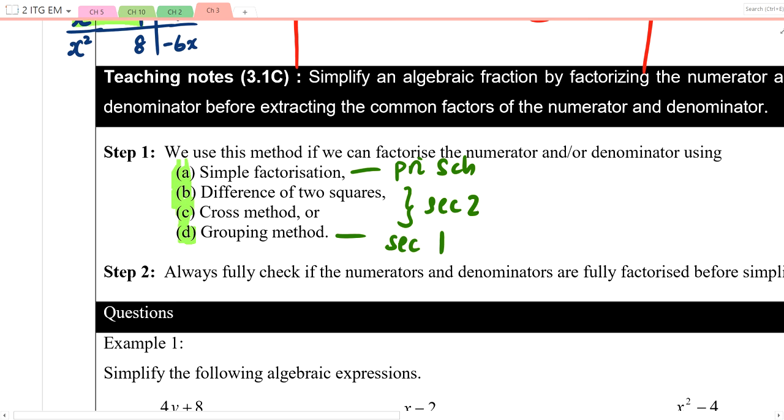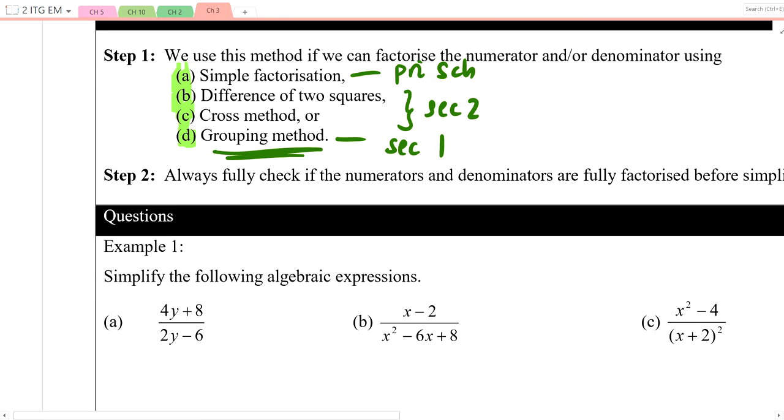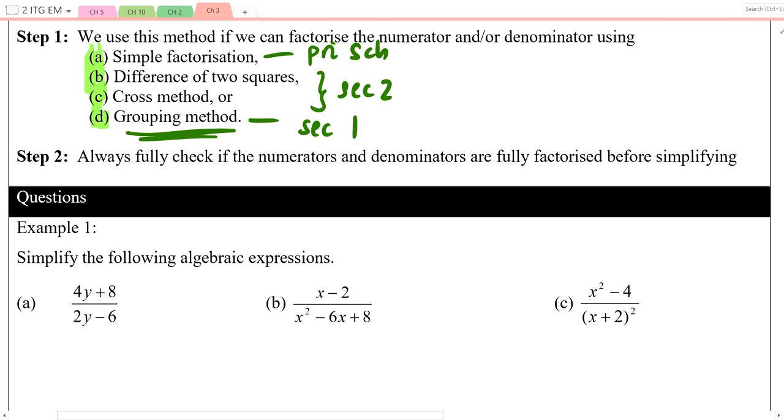Simple factorization, just take out whether it is 2 or 3, whatever the factor is, take it out. Grouping method, you learned it in Sec 1. These are the 4 terms. Okay, and then B and C, we just learned them. Then you must always check if the numerators and denominators are fully factorized before you can simplify.